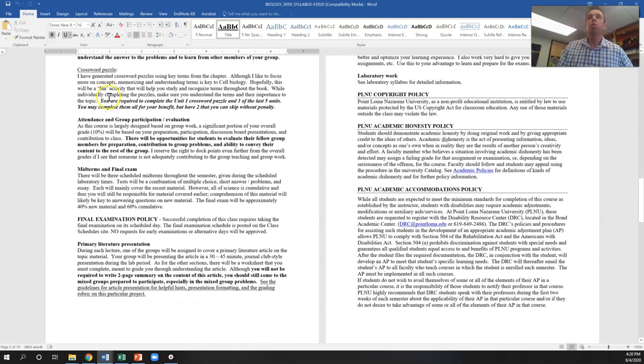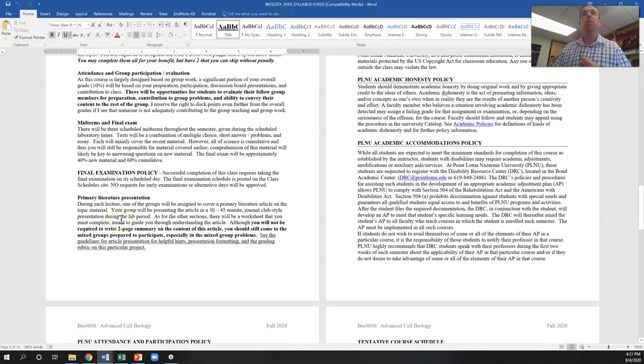I've created a few crossword puzzles to help you learn some terms in a hopefully fun way. You don't have to do all of them. You have to do them for Unit 1 and 3 of the last 5 units. We'll talk about that a little bit more.